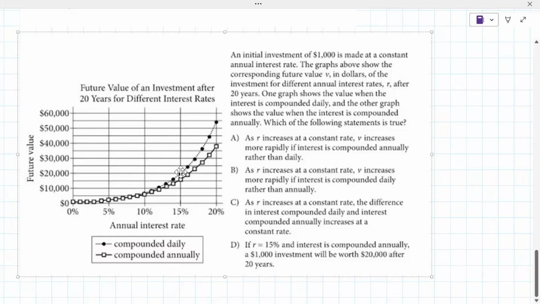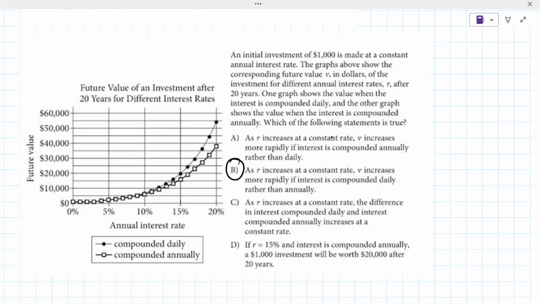Annual is below. It's the daily. That's 20. That ends up being $20,000. So you can also do that to get to your estimates. The correct one here is B.